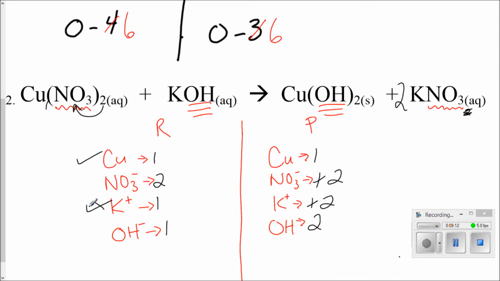So I'm going to try and fix my potassium problem. Change the coefficient to 2 here. That's good there. Perfect. 2 potassiums. But now look, I've upset the amount of hydroxides I have. I actually have 2 hydroxides. But if we take a look, we are balanced. And that's as easy as it is to balance.